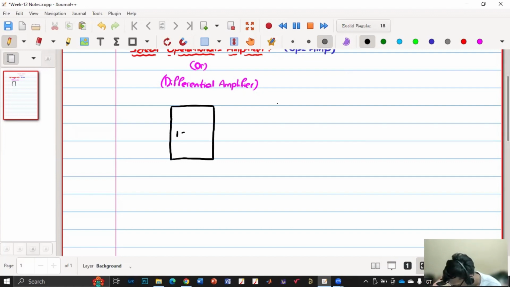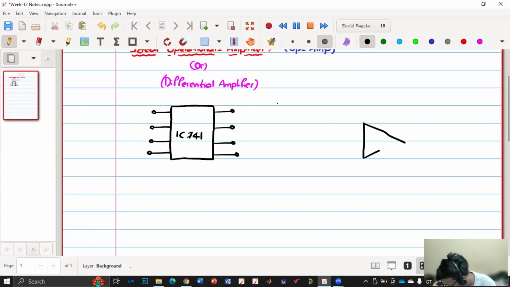One famous IC is the IC741, which is made by Texas Instruments. It is quite famous, and if you remember, it has 8 terminals. If you want to see the structure of an op-amp, it will look something like this. It has a minus terminal, it has a plus terminal, and this is the negative inverting input. Negative is called the inverting input, and positive is called the non-inverting input, and it needs a power supply.